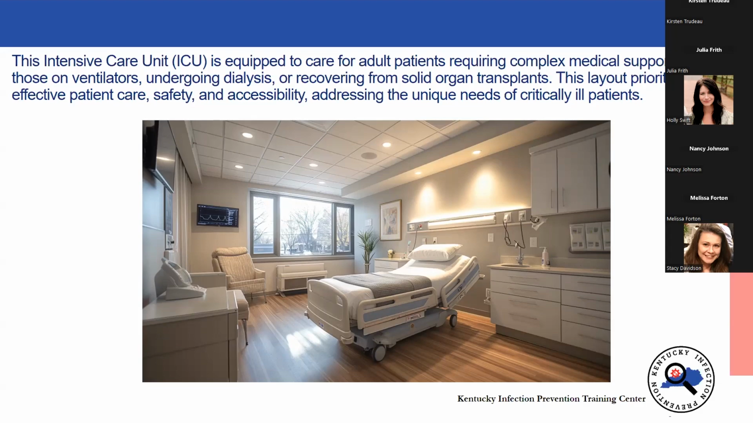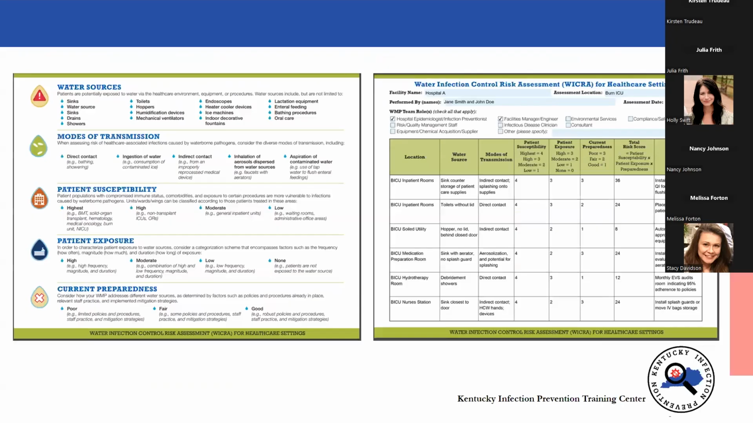And so one could say, if we look at this particular room, we know we have an ICU patient. So we have patients with high susceptibility. So they would probably be put as a 4. Patient exposure, which we know would be the frequency that they would potentially be exposed to this water. It's an intensive care unit room. It's going to be probably pretty high.